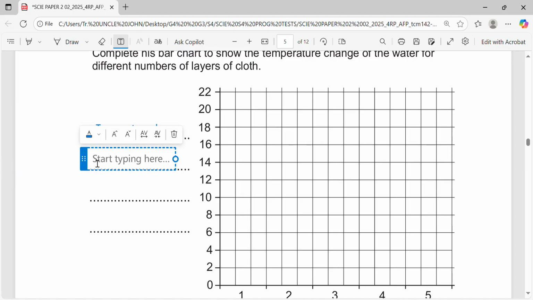of water in Celsius degrees. In degrees, you can say degrees. That is it. Let's move down, continue.